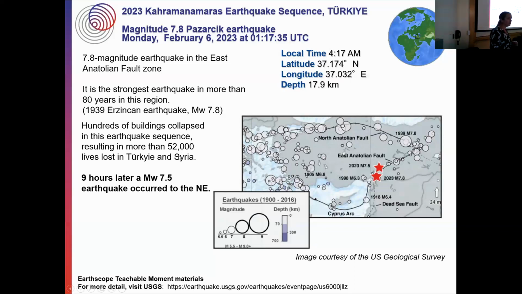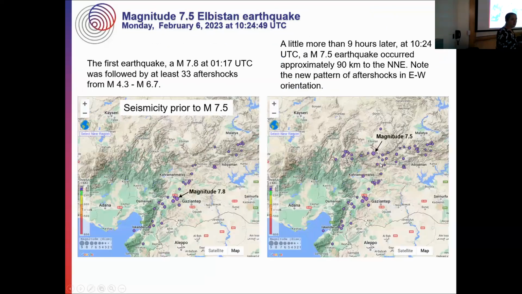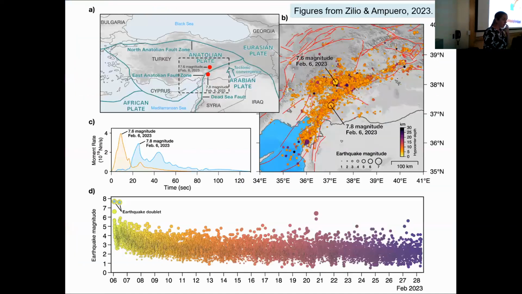Really interesting to the earthquake community was that 9 hours later, there was a large magnitude 7.5 earthquake that occurred to the northeast, and that's shown by this star. This is the seismicity after the magnitude 7.8 earthquake. The 7.8 earthquake is here, and you can see seismicity occurring after that, in the 9 hours just prior to the magnitude 7.5. The magnitude 7.5 earthquake occurred, and that's shown here. We're starting to see aftershocks now in this other east-westerly trend. And that was the Elbistan earthquake.